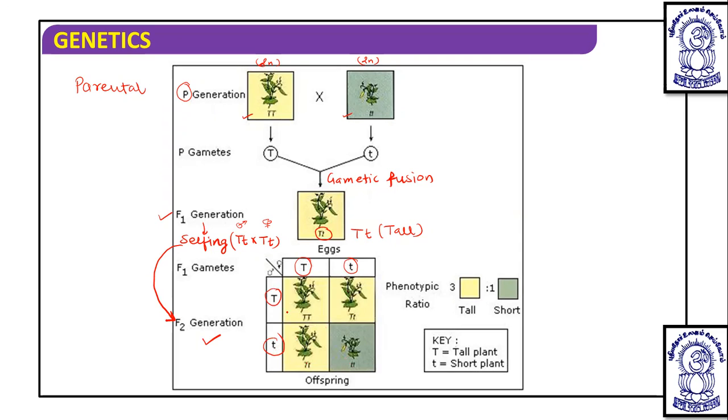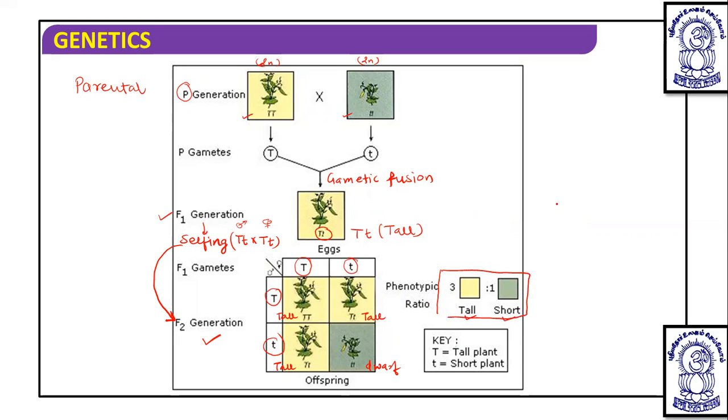Here you can say this has a tall phenotype. This has a tall phenotype. This is also a tall phenotype. Here also you can see a tall phenotype, but here you will see the dwarf phenotype. So out of a total of 4 offspring in the F2 generation, 3 are tall and 1 is dwarf or short. So the phenotypic ratio, if we see, is 3:1. Okay, the phenotypic ratio is 3:1.